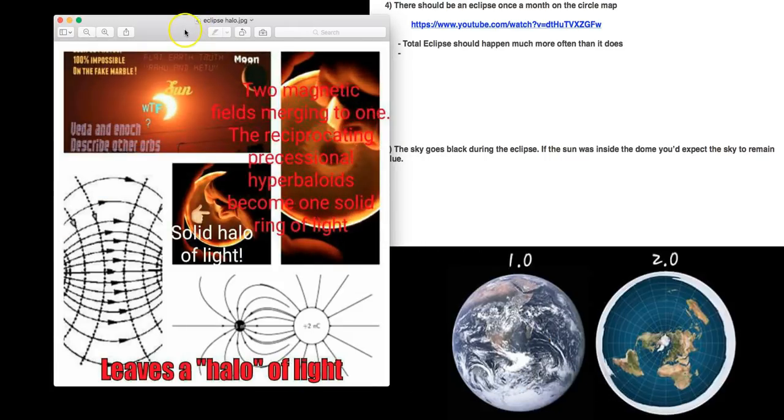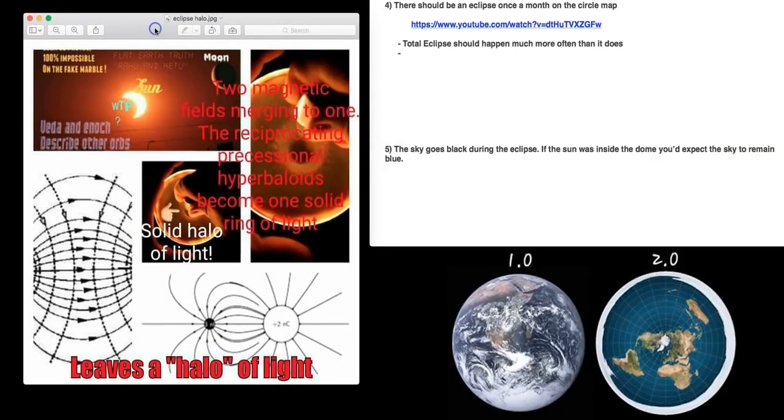So another point with the eclipses, I just want to make it clear, it's not solid objects, one getting in front of the other like we're told in the flat Earth. It's a magnetic effect. So two magnetic fields merging into one, the reciprocating precessional hyperboloids become one solid ring of light. This is something that can be replicated scientifically. Scientific method: observation, measurement, and repetition. It's going to be replicated in the lab, and this is exactly the effect we see.